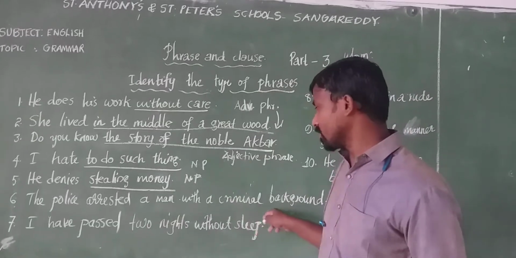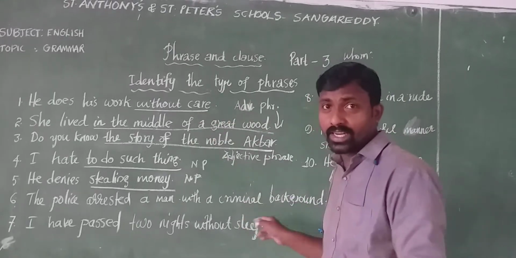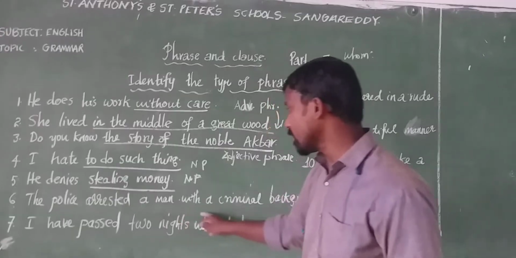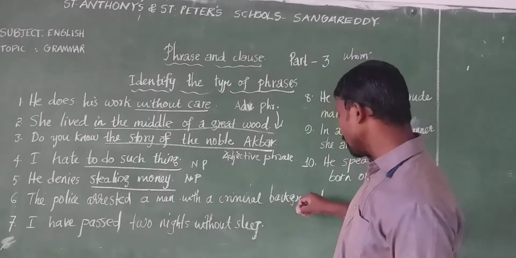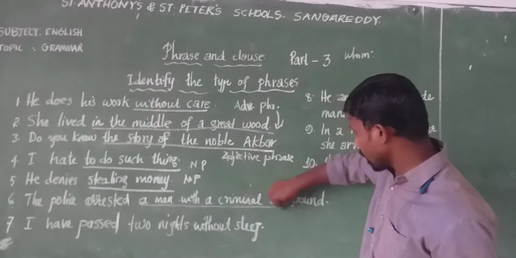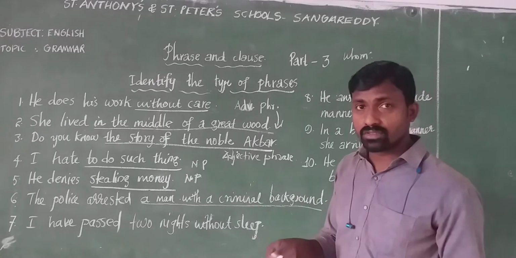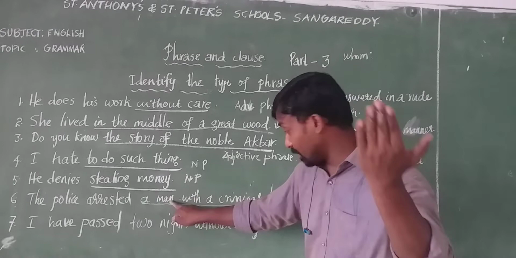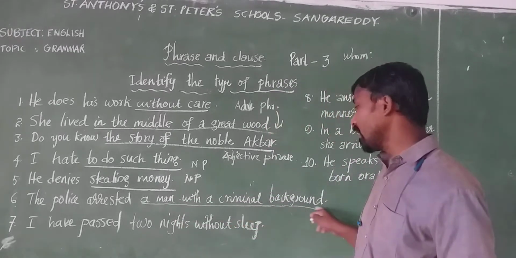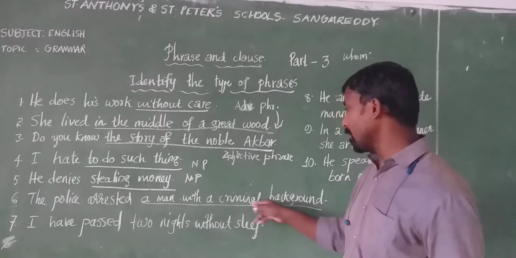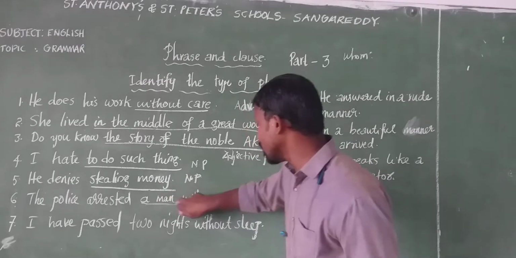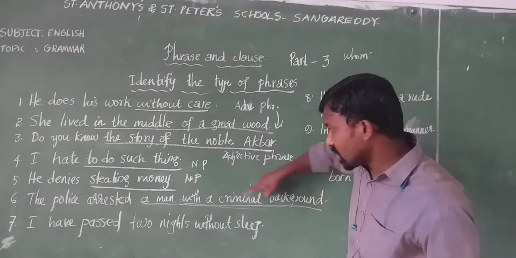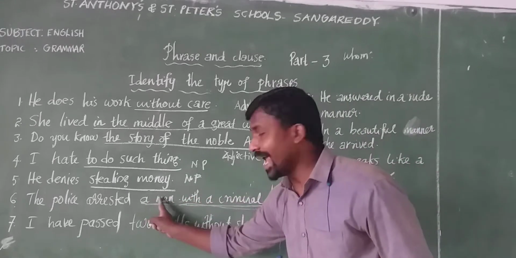But in this particular scenario, I am trying to give you more information about a person or a thing. See, the police arrested whom? A man with a criminal background. A man with a criminal background, which means I am trying to tell about this guy, a man. What kind of person he is? With a criminal background. These many words are trying to give the meaning for a man.